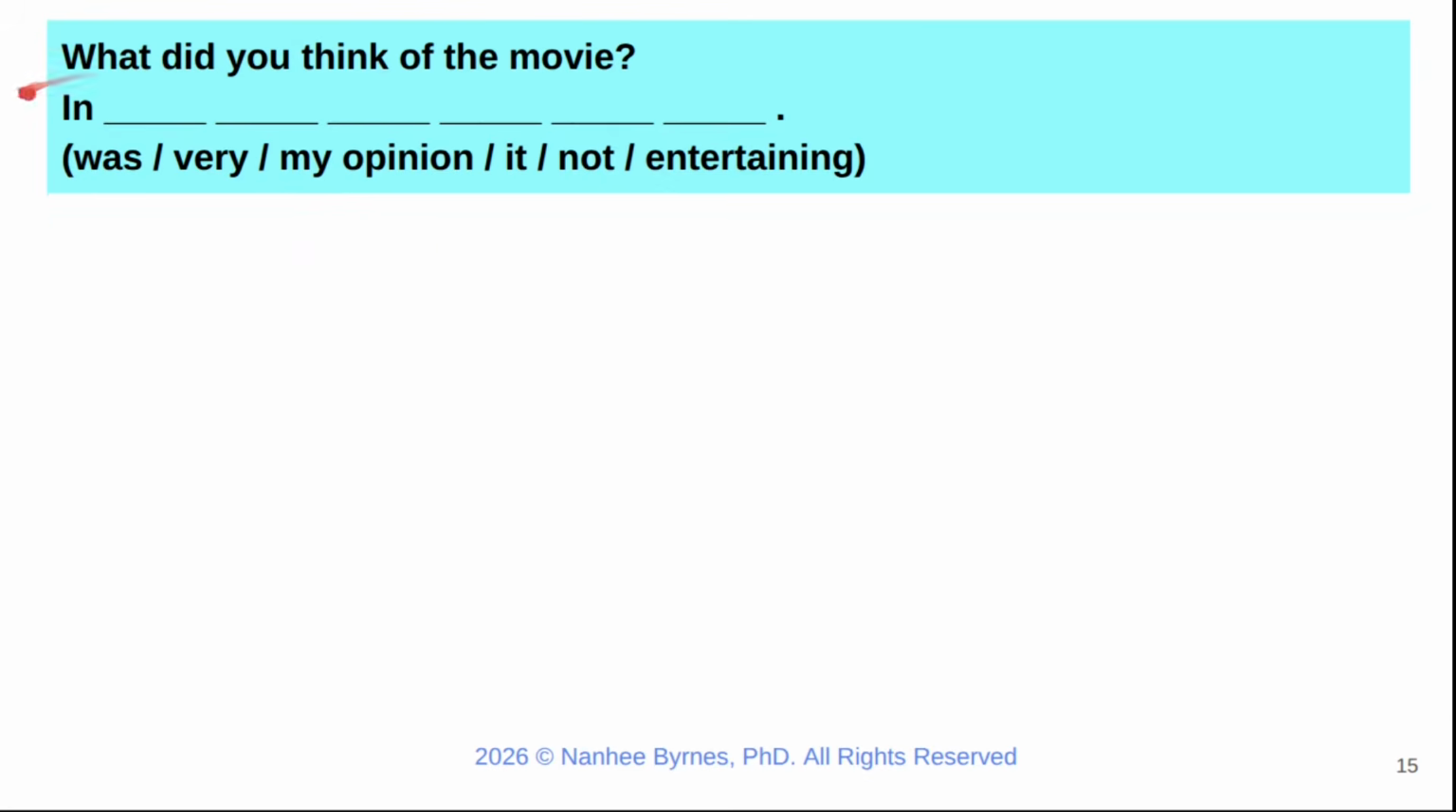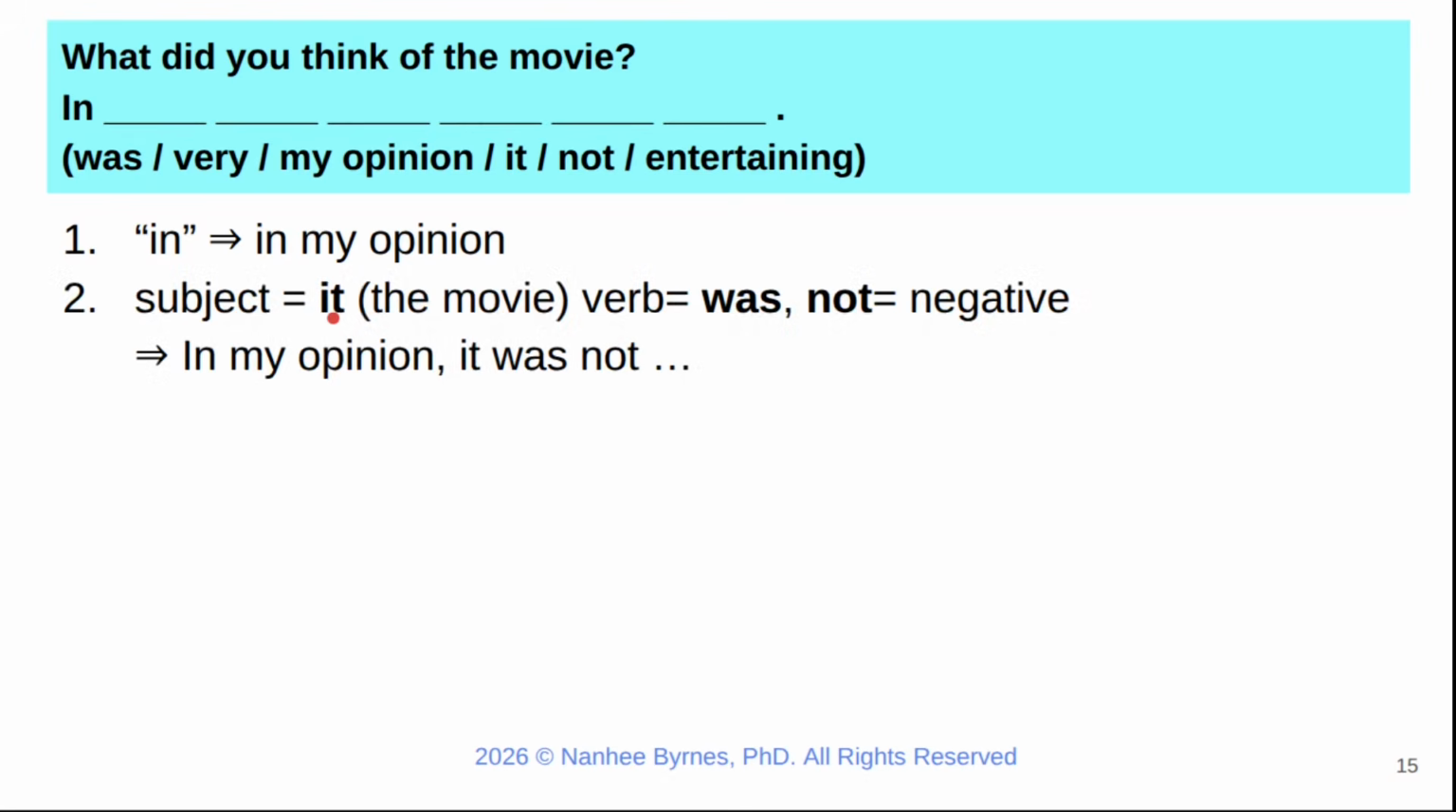Question 6. What did you think of the movie? Was, very, my opinion, it, not, entertaining. The question asks for your opinion, so the response must express an idea or judgment. First, notice that in introduces a prepositional phrase. The phrase needs an object, which in this case is my opinion.